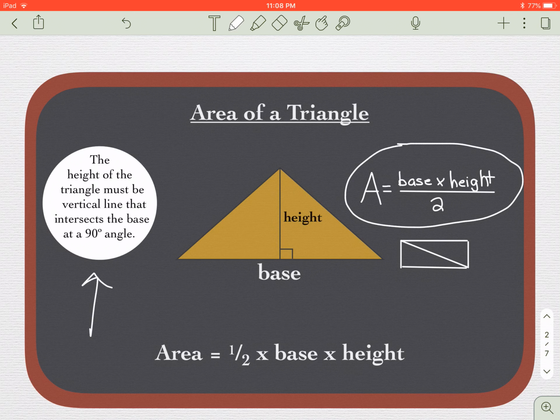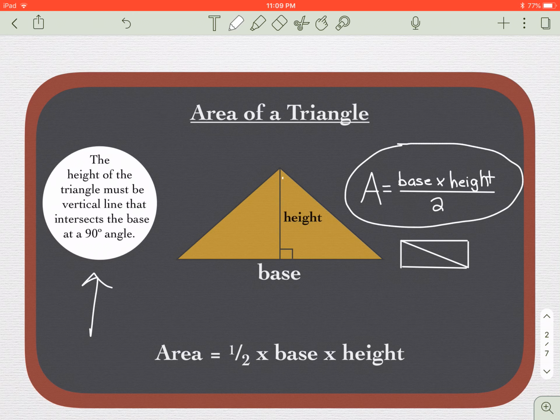If you notice in my circle, it says the height of the base of the triangle must be a vertical line that intersects the base at a 90-degree angle. So the height is always straight up and down. The height is never at a diagonal. This example usually works better when I'm in class with you guys, but if you can imagine when you go to the doctor's office and they take your height, you're never leaning sideways or slouched over. It's always straight up and down, back against the wall. So when we find the height, it has to be a straight up and down line. It cannot be at an angle at all.